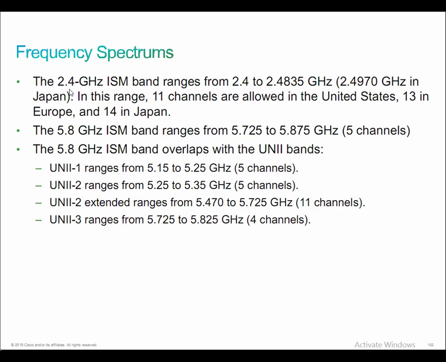UNII 2 band is intended for Wi-Fi bridging for both indoor and short-range outdoor applications, and the UNII 3 band, which provides for much higher transmission power levels and antenna gain, is preferred for long-range outdoor wireless bridging. You can kind of see the ranges here for UNII 1 and UNII 2 and UNII 3. And then we have an extension of UNII 2 with an additional 11 channels.